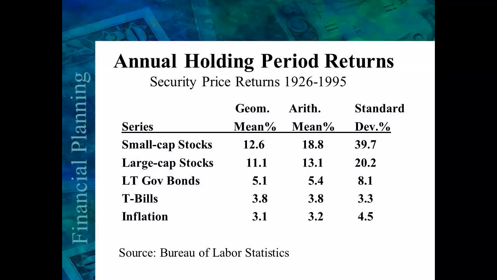Here you see the mean returns and standard deviation of several asset categories over a 70-year period. The geometric and arithmetic returns are given along with the standard deviation. Later in this course, you will learn how these statistics are useful in assembling optimal portfolios.